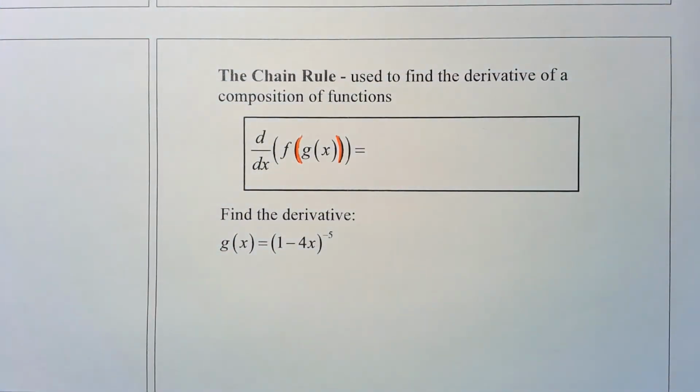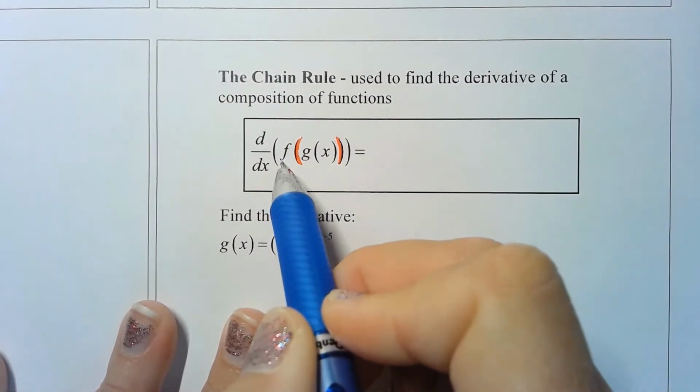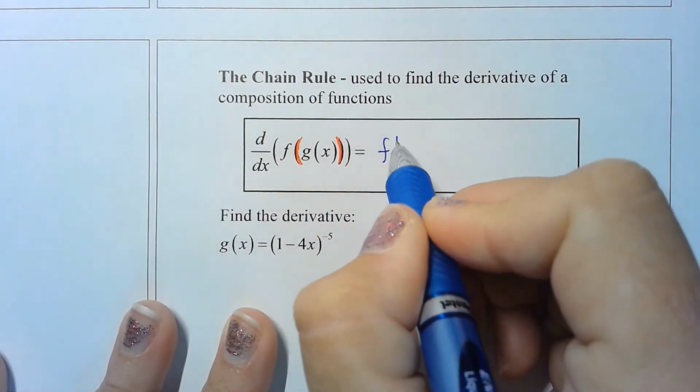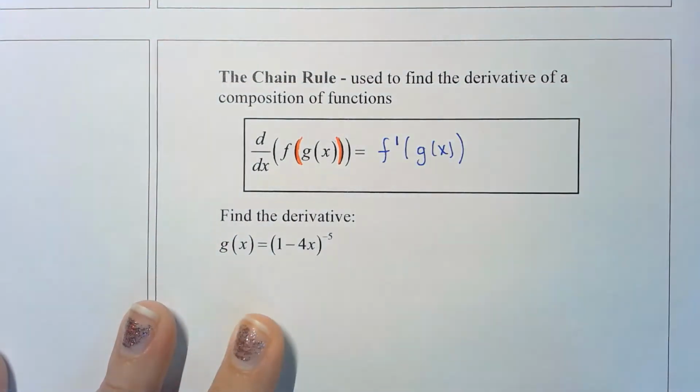So when we evaluate a composition of functions like we did on the first slide, we started on the inside and worked our way out. With derivatives, we actually do the exact opposite. So we start on the outside of those red parentheses and we have f. The derivative of f is called f prime. We leave the inside alone.